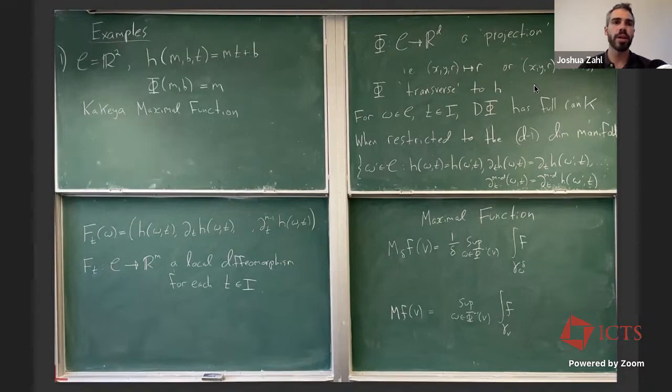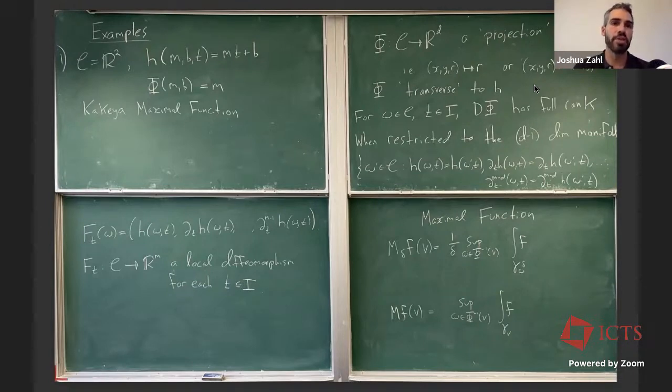So the whole point is that all the examples we started with of different maximal functions can be expressed in this way. For the Kakeya maximal function, our manifold of curves is just R^2. And what is our function h? Well, if you give me a slope m and a y-intercept b, then at time t, my function is equal to m times t plus b, right? Slope times t plus y-intercept. And what is my projection function?